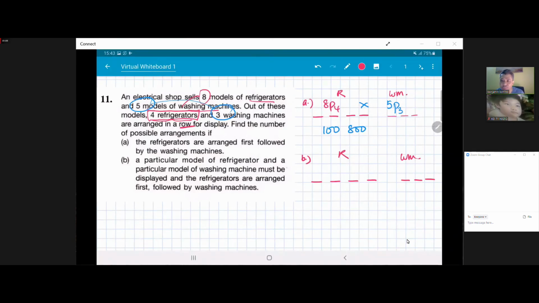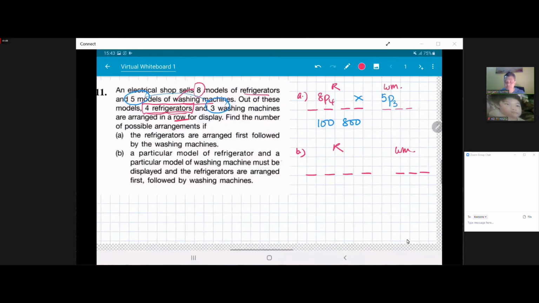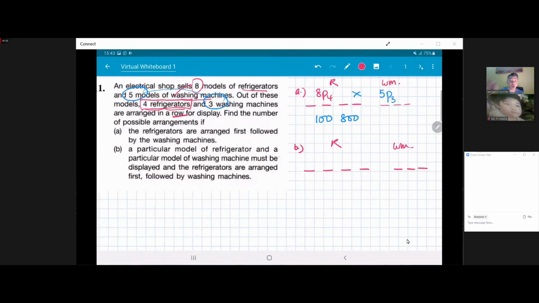2,520 for what? For the B? Are you sure? Okay, now for the B question here, it mentions a particular model. When they mention a particular model of a refrigerator and a particular model of washing machine must be displayed, can you understand? Okay, that means, let's say, imagine this, there are 8 models, right?